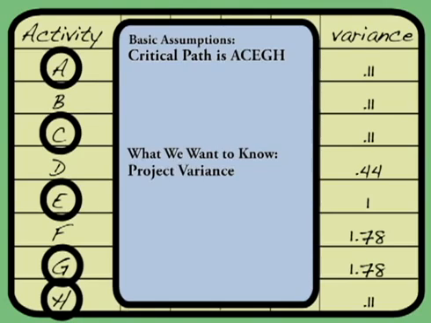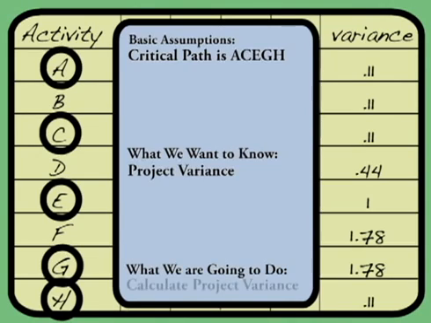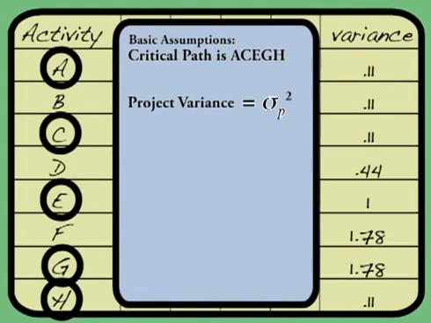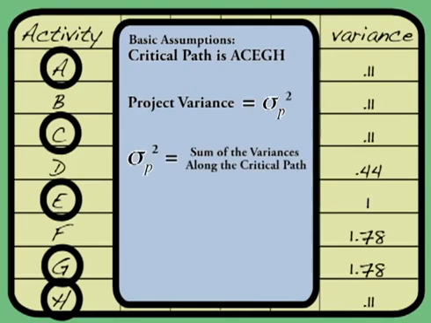But it's not as bad as it was when you were in statistics. What we're going to do is calculate our project variance. Project variance is denoted as the following, and all it is is the sum of the variances along the critical path. So we can go back to our chart and figure out what that is. It's 0.11 plus 0.11 plus 1 plus 1.78 plus 0.11. That's going to give us a total of 3.11. So we know that our project variance is 3.11.